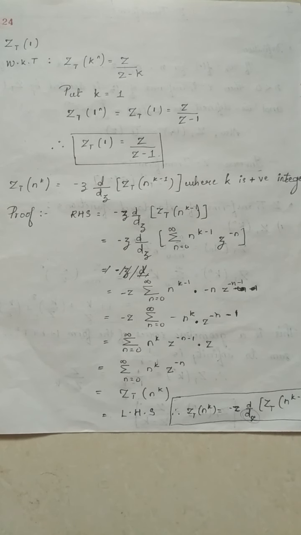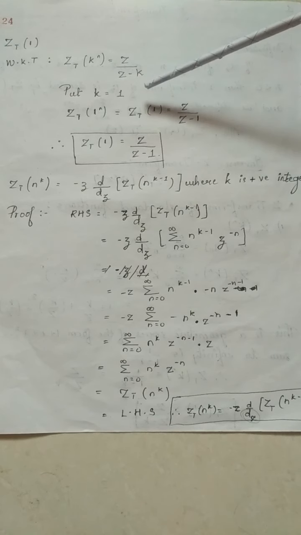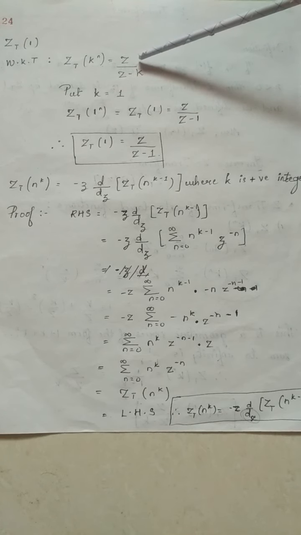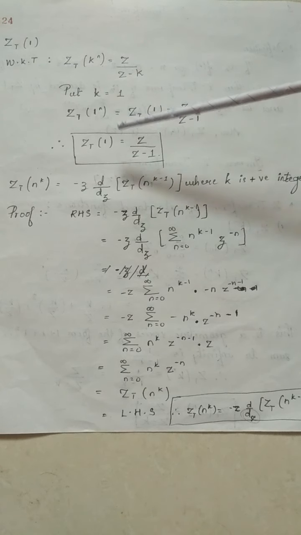Now let us find Z transform of 1. So to find Z transform of 1, let us use the previous result. So we already have the result Z transform of k to the power n as z upon z minus k. In this, put k is equal to 1 because we want to find the Z transform of 1. Put k is equal to 1, we get Z transform of 1 to the power n is equal to Z transform of 1. 1 to the power n is nothing but 1. So on the right hand side, you replace k by 1. So we get z upon z minus 1. So Z transform of 1 is nothing but z upon z minus 1.